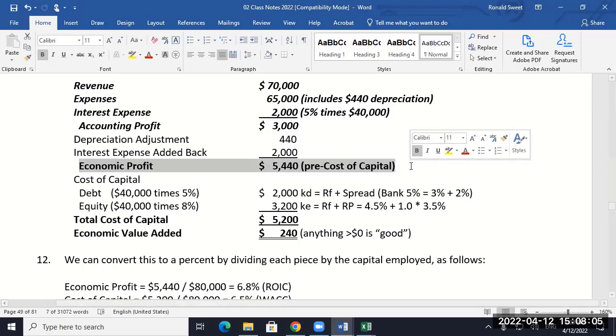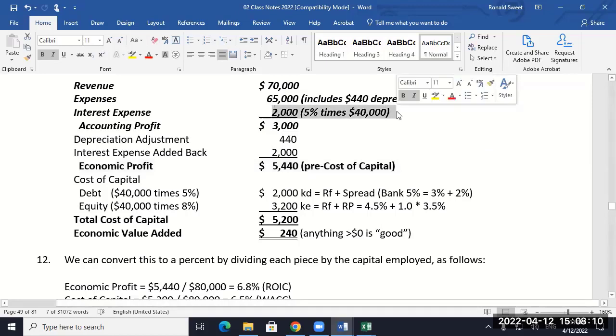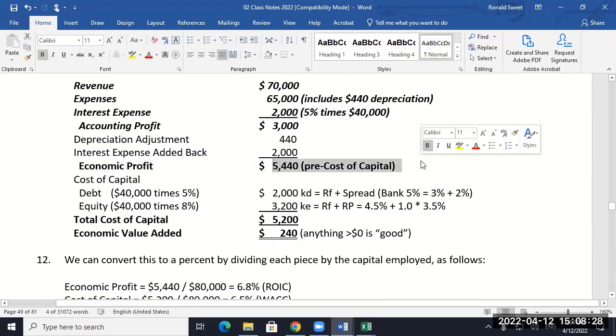And this is where we think accounting is wrong. Accounting only includes the cost of debt. Accounting does not include the cost of equity. But what we want to do is we want to look at the return the firm produces before we pay our capital providers. So we're going to add that interest expense back. Okay? So our economic profit is $5,440. That's how much we made before we pay our capital providers. Now we're going to look at our cost of capital.